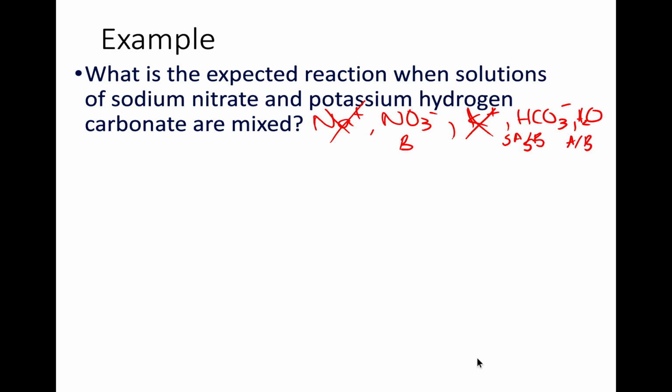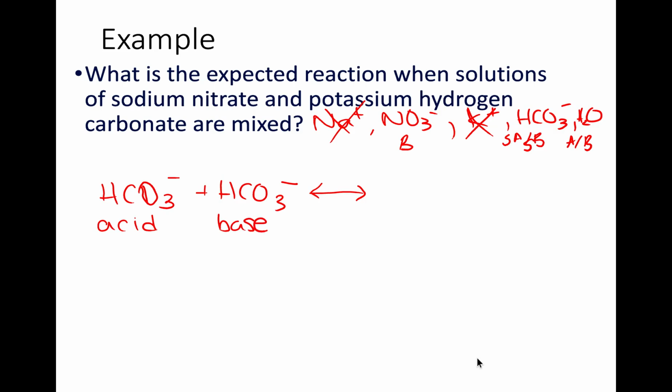So now when we're writing this down, we know that you're going to have HCO3 negative react with HCO3 negative. They're both weak, so our arrow would go in both directions. If it was one of those strong species, your arrow just goes to the right. Now, one of these compounds has to act as an acid, one needs to act as a base. So the acid will donate its hydrogen to the base.